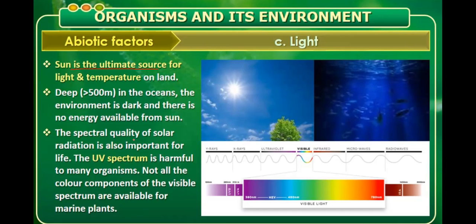The spectral quality of solar radiation is also important for life. The UV spectrum is harmful for many organisms. Not all the color components of the visible spectrum are available for marine plants.